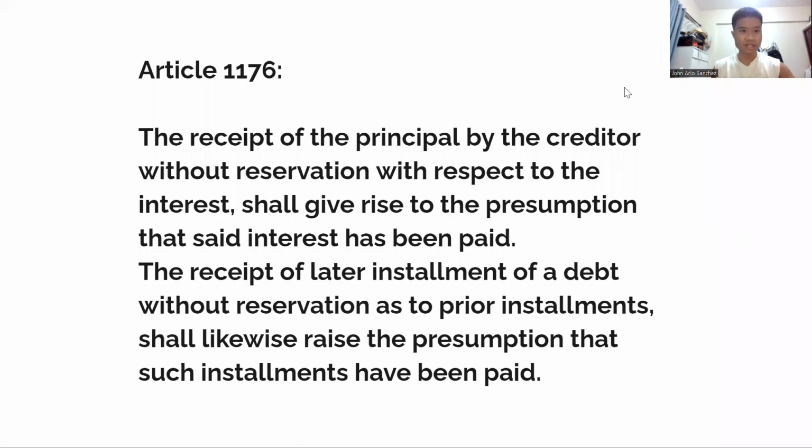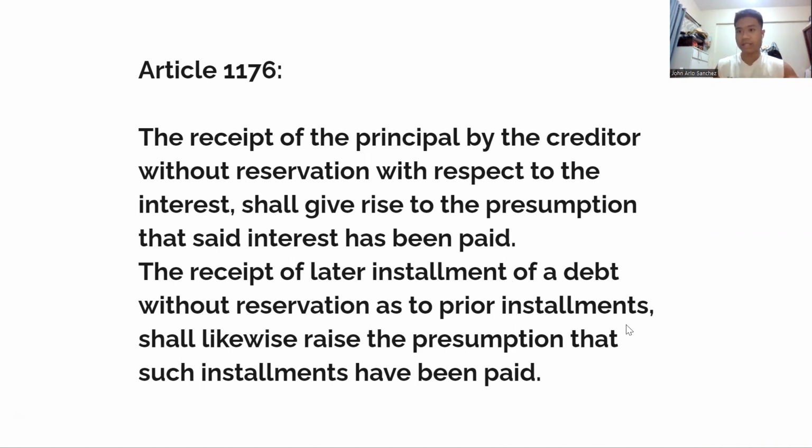Okay, let's discuss Article 1176. The receipt of the principal by the creditor without reservation with respect to the interest shall give rise to the presumption that said interest has been paid. The receipt of later installment of a debt without reservation as to prior installments shall likewise raise the presumption that such installments have been paid.